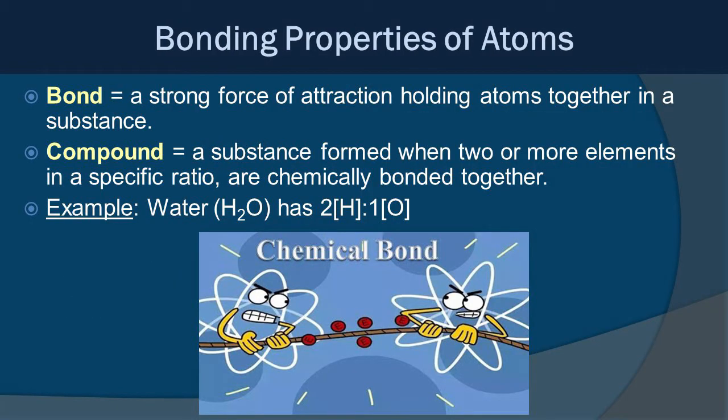So why do we need to know this stuff? It all comes down to bonding, and that's what we're going to talk about now. A bond is a strong force of attraction holding atoms together in a substance, such as a compound. Now, a compound is a substance formed when 2 or more elements in a specific ratio are chemically bonded together. An example of this would be water, H2O, and water essentially has 2 hydrogen atoms and 1 oxygen atom.